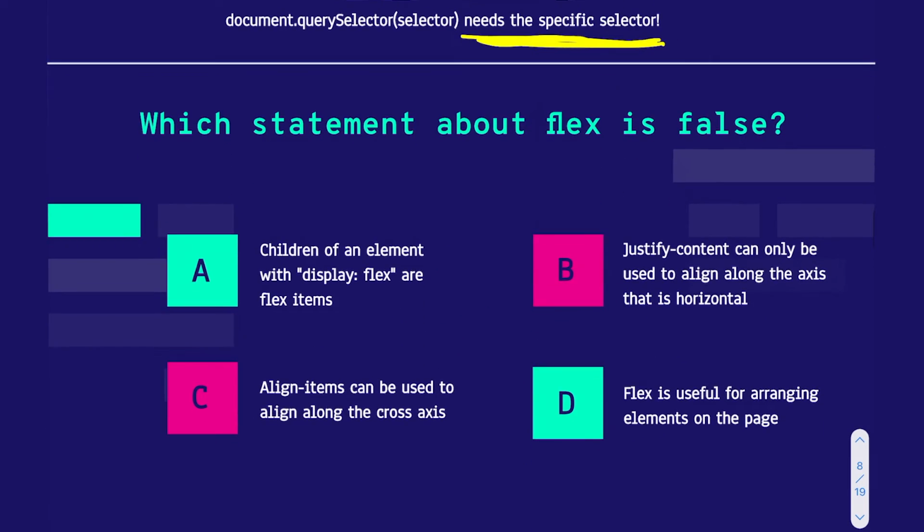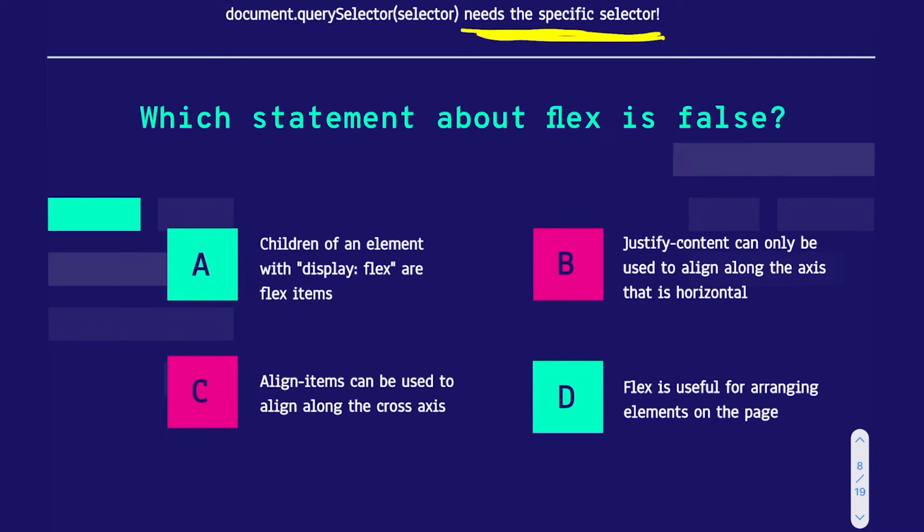Next question. Which statement about flex is false? A, children of an element with display flex are flex items. B, justify content can only be used to align along the axis that is horizontal. C, align items can be used to align along the cross axis. Or D, flex is useful for arranging elements on the page.